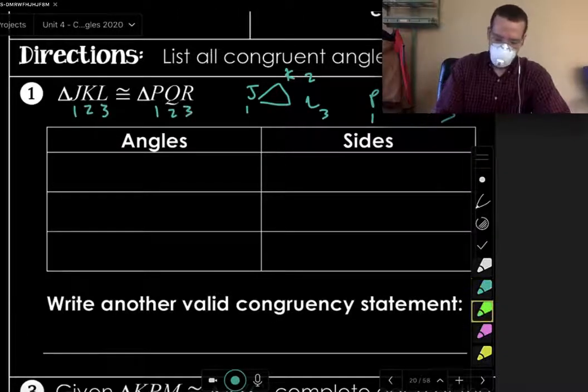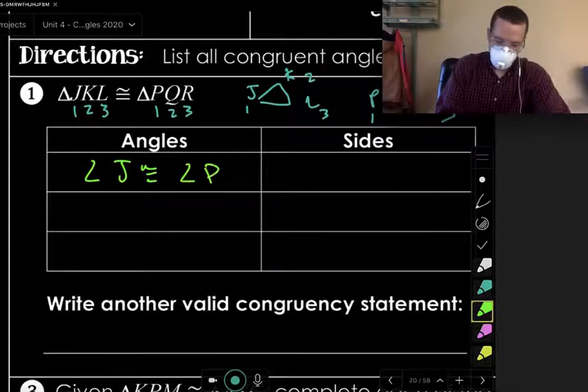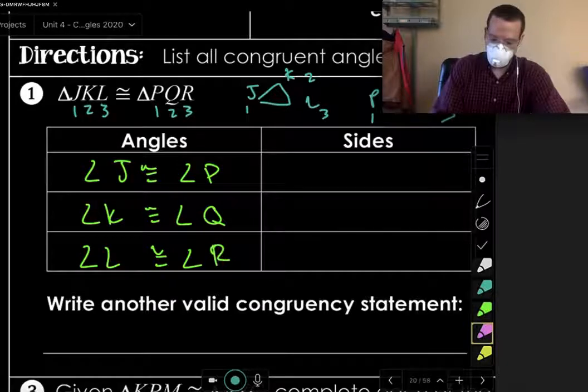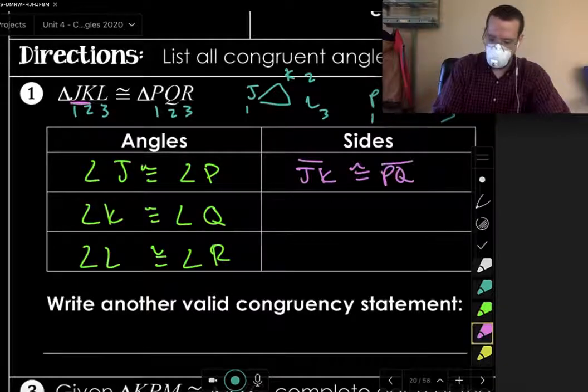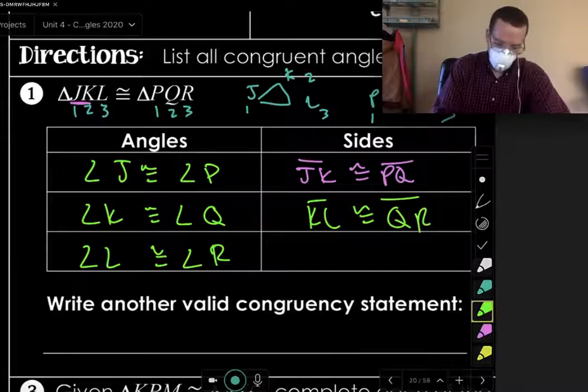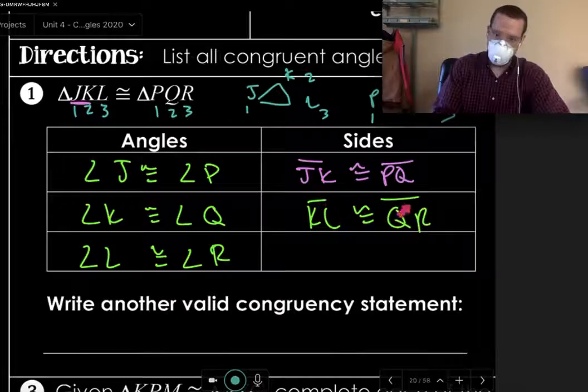So I know that angle J is congruent to the other corresponding angle, P. Angle K is congruent to the other corresponding angle, Q. Angle L is, and so on and so forth, right? So all of those numbers are the same. Now the sides are going to be just a little different because it's going to be 1 and 2 segments, right? So it's going to be JK is congruent to 1 and 2, PQ. So the next one would look like 2 and 3, KL. Let me write that better. KL is congruent to 2 and 3 on the other one, QR. And these are segments, so don't forget your segment measures at the top.